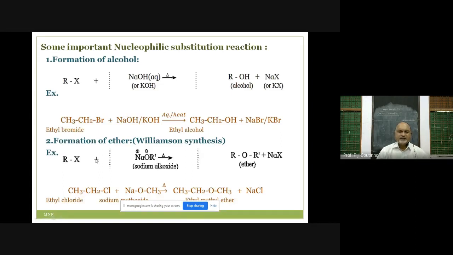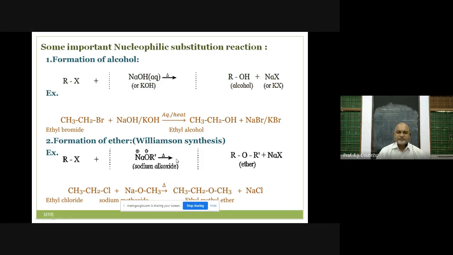So here there is a simple reaction taking place where R and O are getting connected, and you are getting R, O, R dash. So this O and R dash are from the alkoxide, and this R is from the alkyl halide. So you're getting an ether, and sodium and halogen are forming sodium halide.